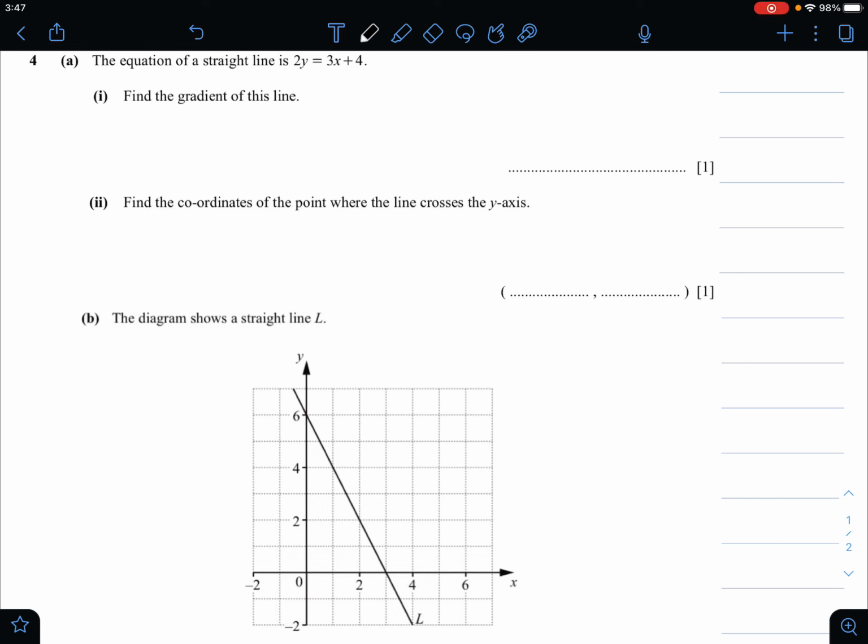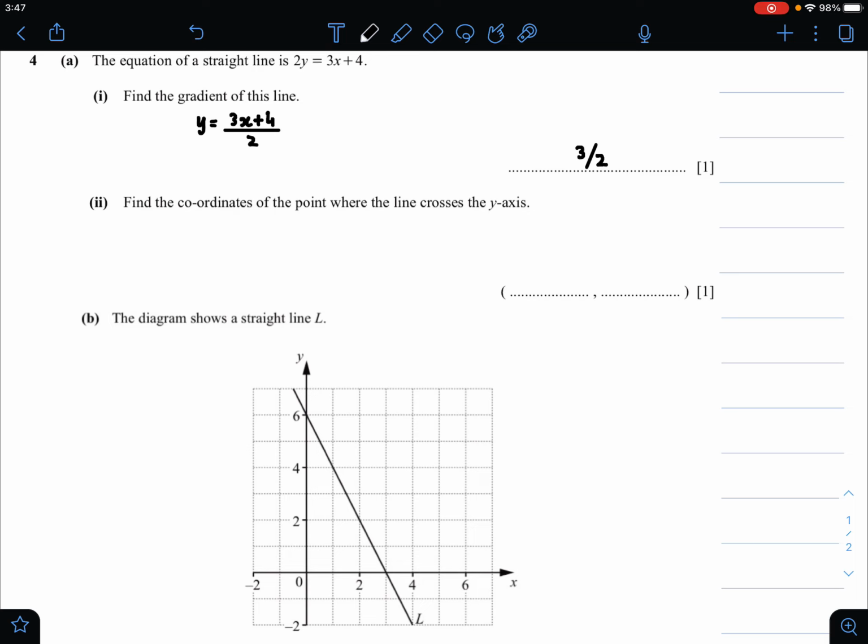So for part A1, they are asking us to find the gradient of the line. Now, they have given us the equation of the line, but an equation of a line is usually in the form y is equal to mx plus c, and y doesn't have a coefficient, or even if it does, it would be 1. So let's take the 2 to the other side of the equation. So y is equal to 3x plus 4, the whole thing divided by 2. And now we can write the gradient of the line, which is 3 divided by 2, or 1.5.